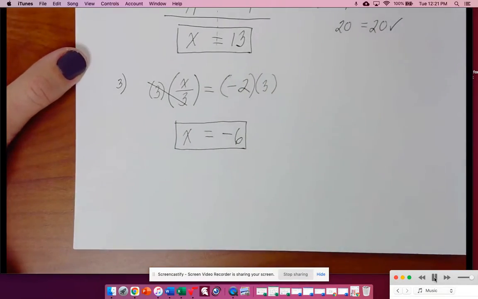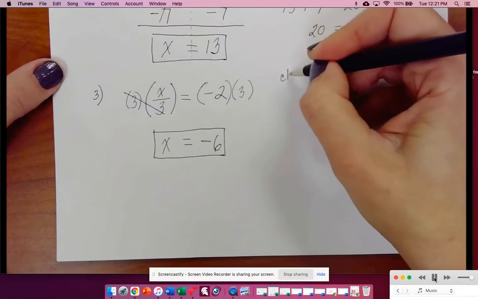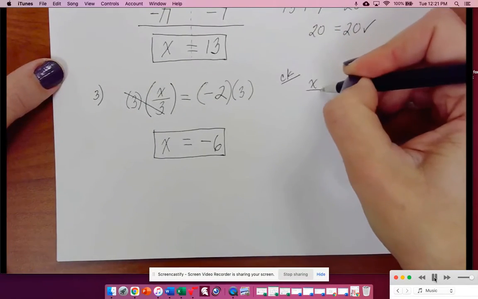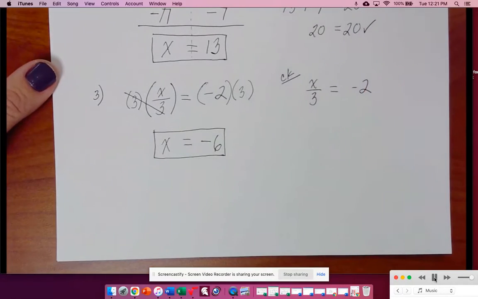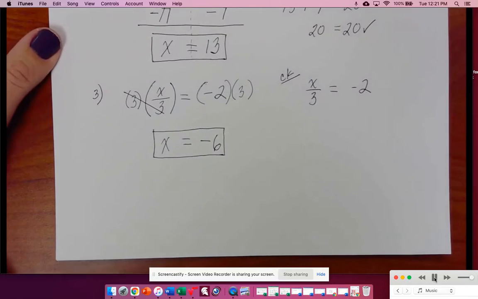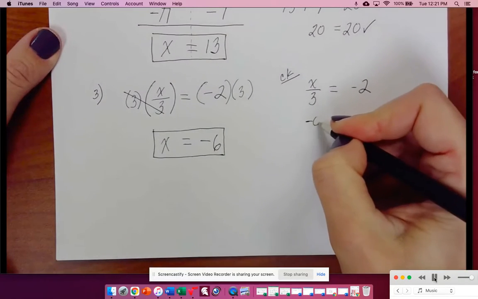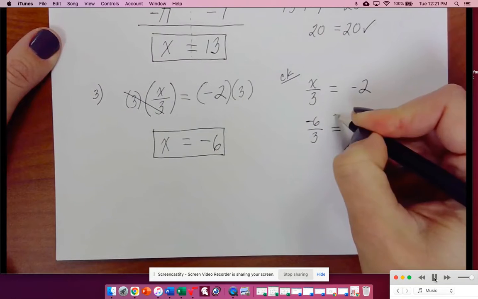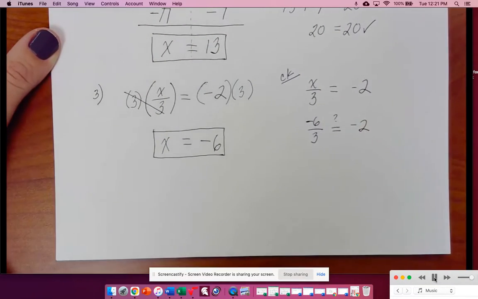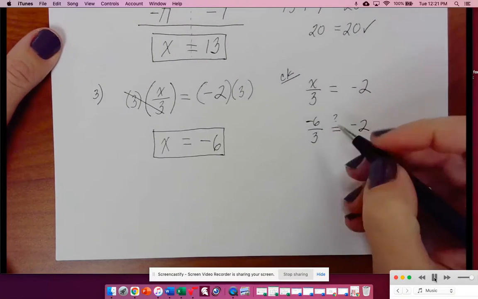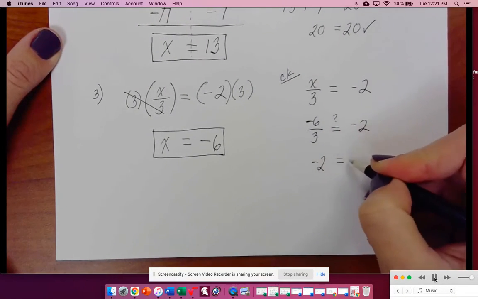All right, check please. Label the check, copy the original problem, and sub in your answer. So we think x is negative 6, and we're going to sub it in. Now, does this actually work? Negative 6 divided by 3, you betcha. Checkaroos.